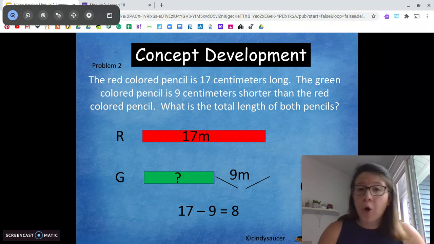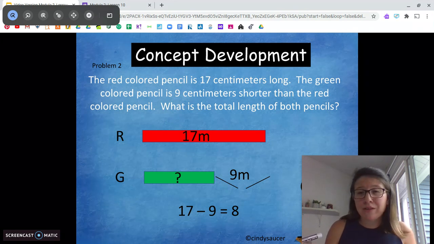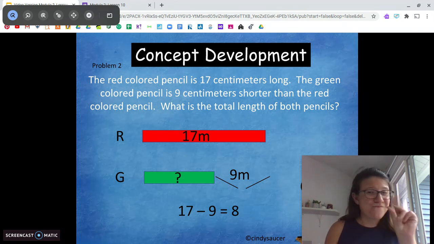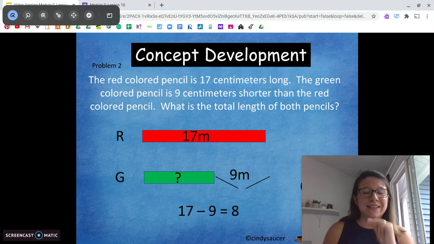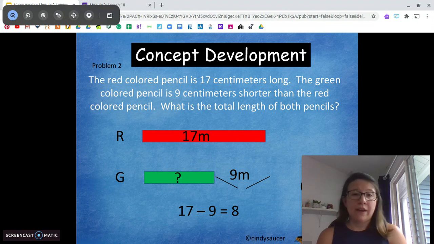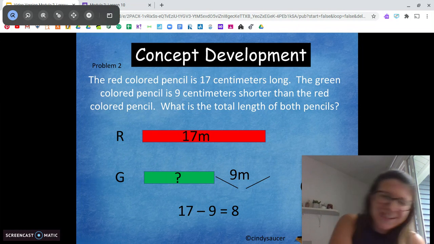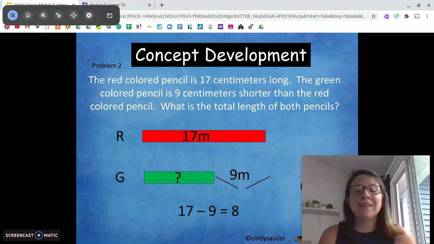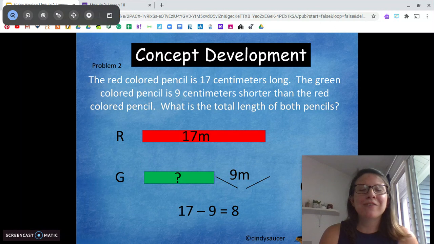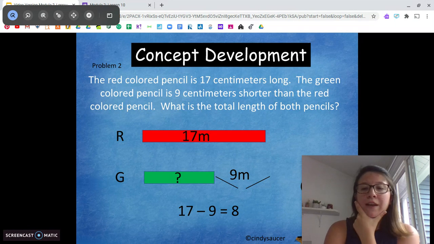Good. We know the length of the red colored pencil. Do we know the length of the green colored pencil? All we know is that it's 9 centimeters shorter. So our first step is figuring out how long the green colored pencil is. And they solved it on here for you, but I want you to do it on your own too. So we know that the green pencil is 9 centimeters shorter, so your number sentence is going to be 17 minus 9. Solve it on your own. Come back when you're ready.